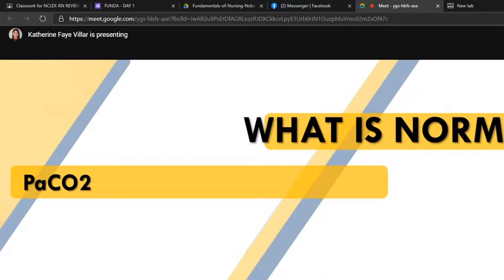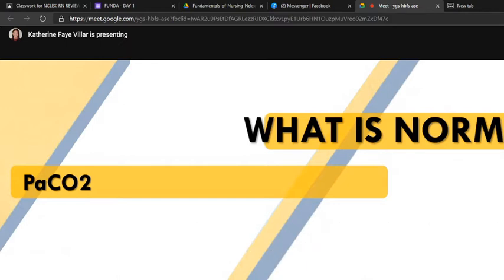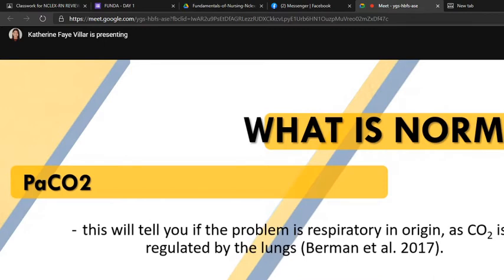Our partial pressure of carbon dioxide will tell you if the problem is respiratory in origin, since carbon dioxide is regulated by the lungs. The normal range here is 35 to 45 millimeters of mercury. So, the partner here is the pH and the partial pressure of carbon dioxide; you just remove the 7.